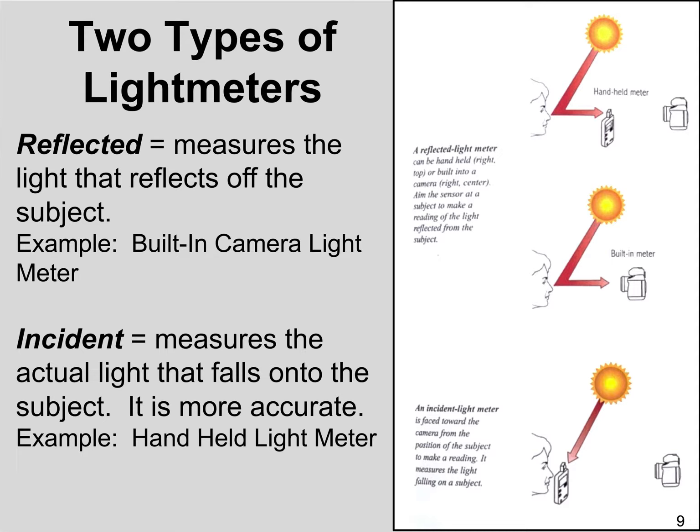Incident means it measures the actual light that falls onto the subject. It is more accurate. So a handheld light meter is able to tell you exactly how much light is falling into that place because it's falling directly on the light meter itself. But your camera light meters are pretty darn good.